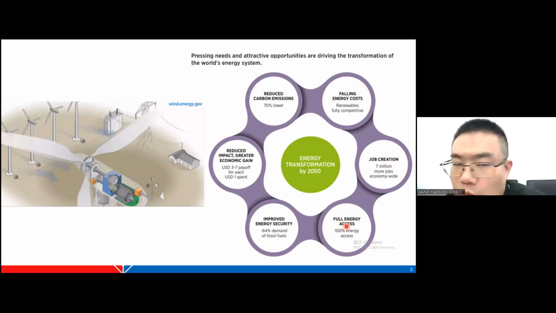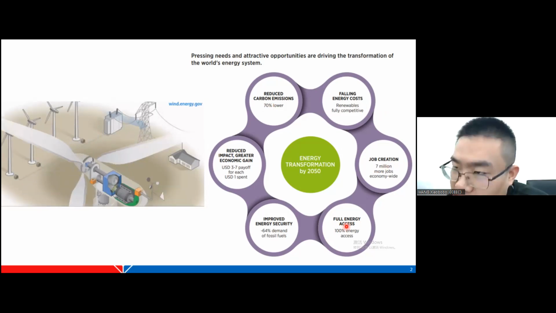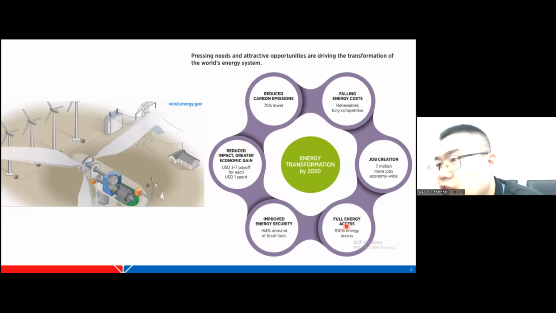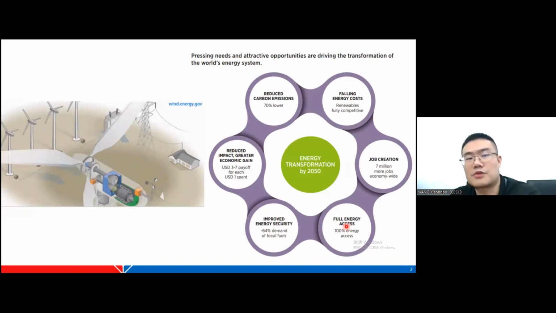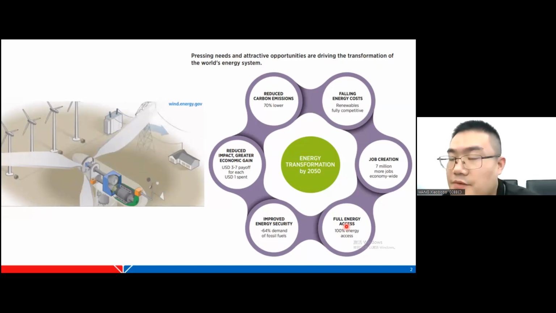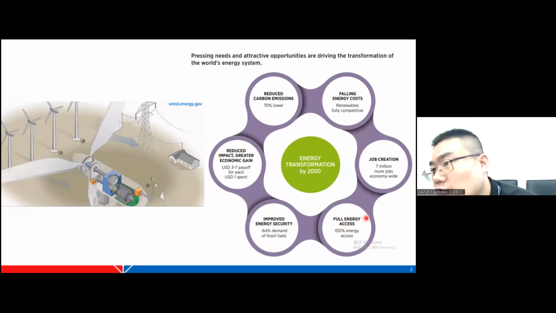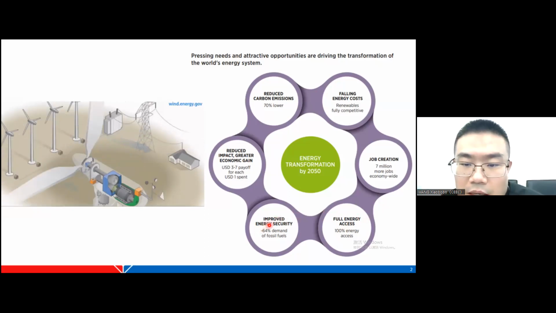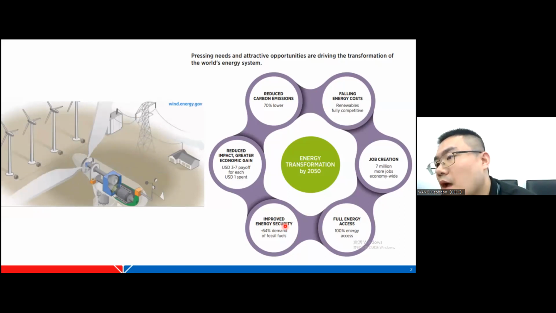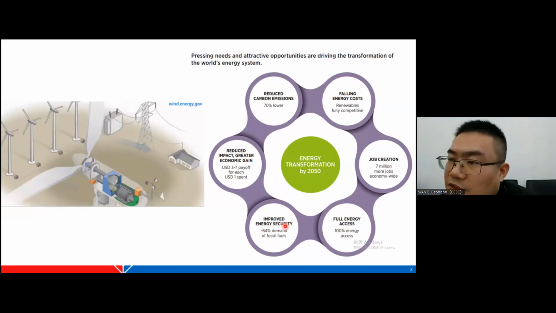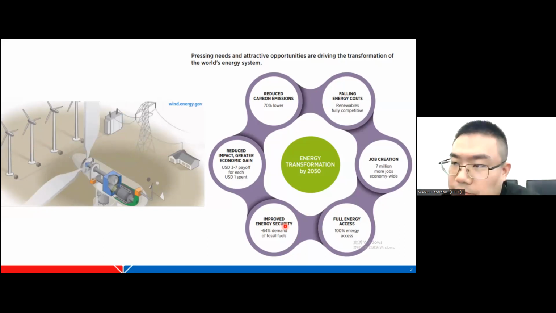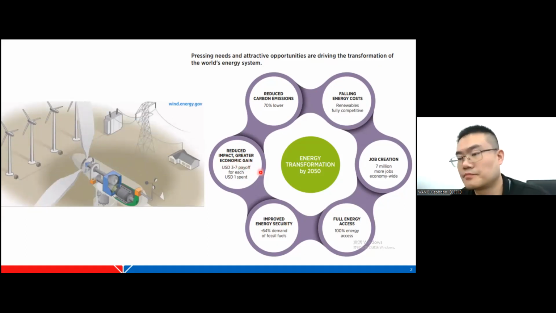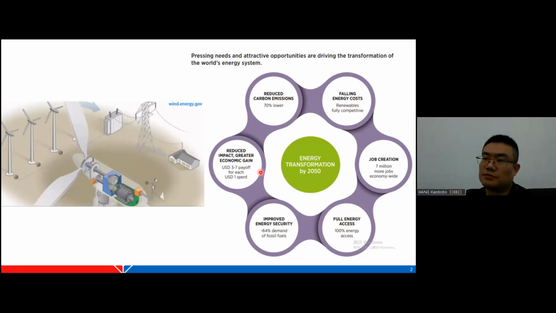That's the advantage of solar and wind, because we can get access to wind and solar fairly evenly around the world. It's different from coal. If your country doesn't have coal reserves, you don't have it. But you always have wind and solar. The only difference is the wind speed. And improved energy security, which means we can always have some domestic supply of energy. Reduced impact, great economic gain. So in this case, we have a new business model for the future.